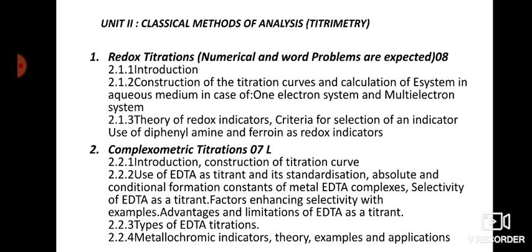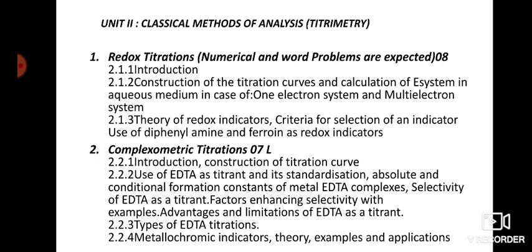Now the second chapter is complexometric titration. In this topic we are going to see the construction of titration curve, use of EDTA as a titrant and its standardization. What are the advantages and limitations of EDTA as a titrant? Then types of EDTA titrations, what are the metallochromic indicators, its theory with suitable examples and applications. So this is about the second unit.